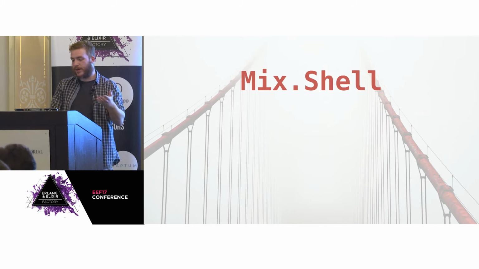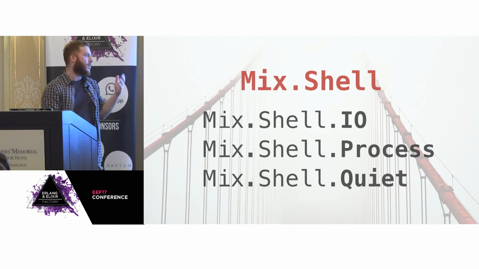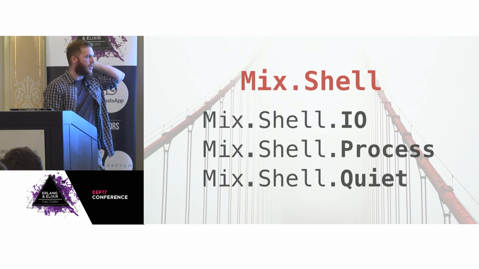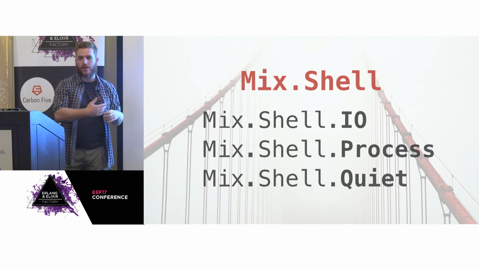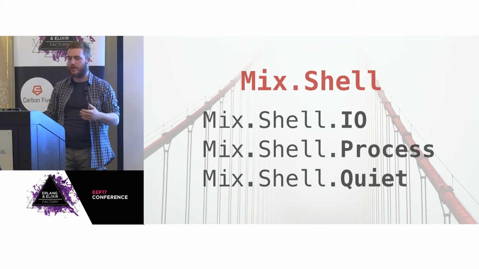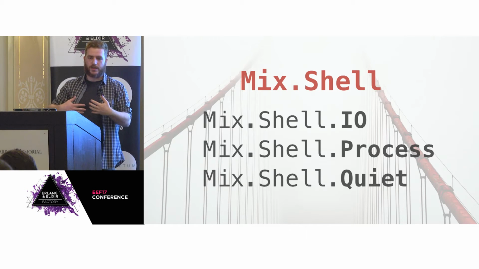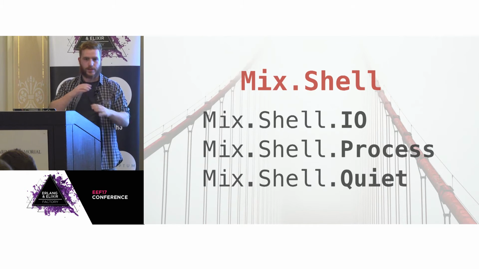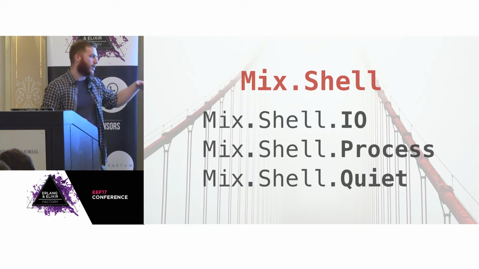But since there are some very common use cases, we provide some of those as well. So basically, we provide Mix.Shell.IO, which just prints messages to the standard output. We provide Mix.Shell.Process, which just sends messages to the current process so that you can use that in tests to assert that something was printed on the shell. And Mix.Shell.Quiet just mutes all messages.